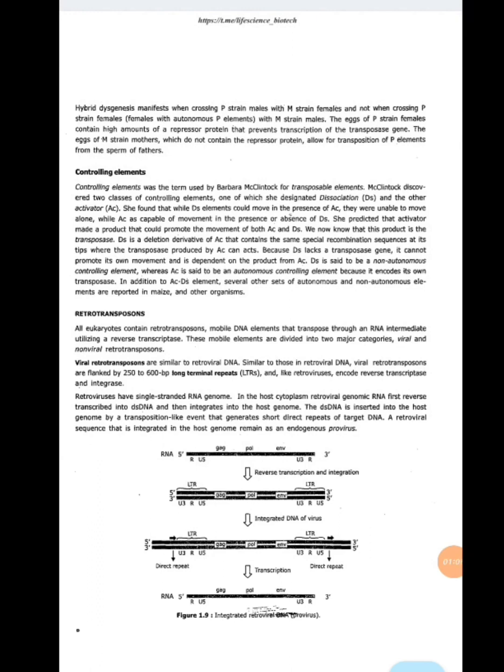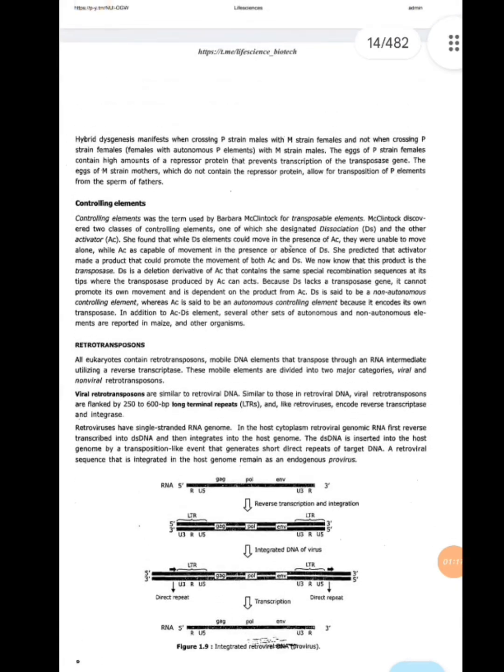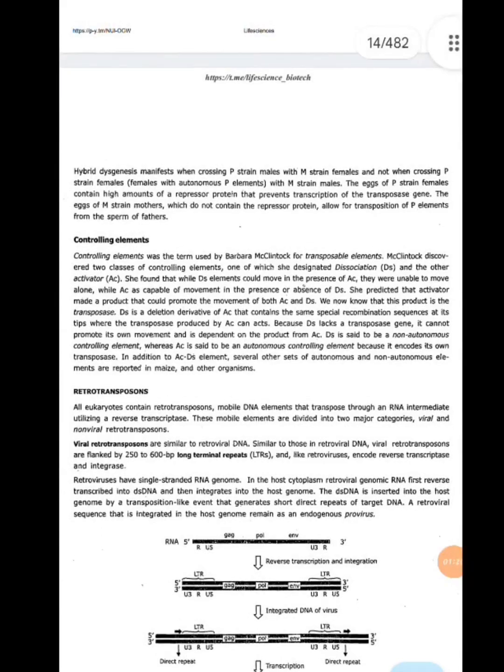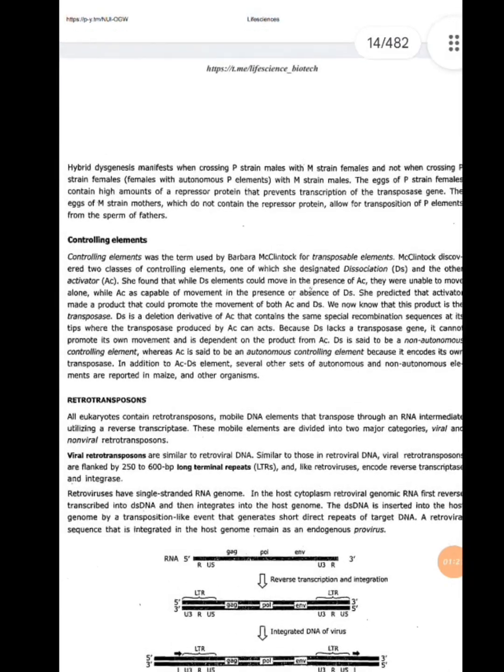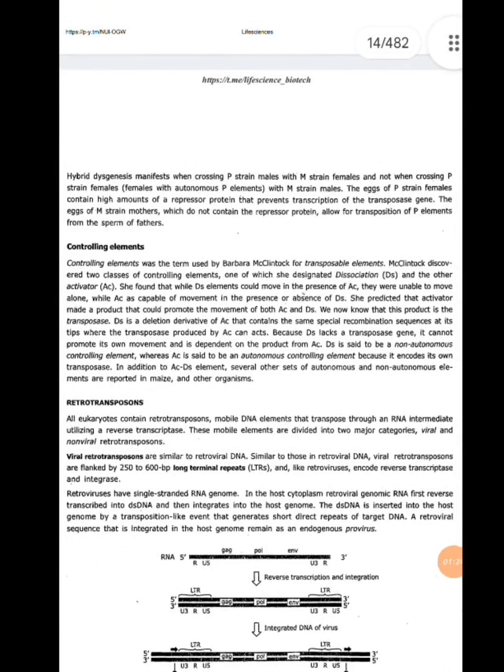So the activator protein, the AC product, when it is there, can promote the movement of both AC and DS. So we can say that this product is transposase. And what is DS? DS is an insertion derivative of AC which contains the same special recombination sequences at its tips, where the transposase produced by AC can act.